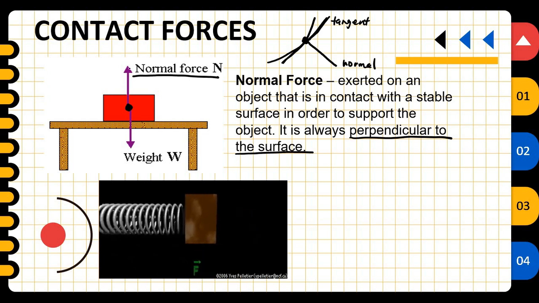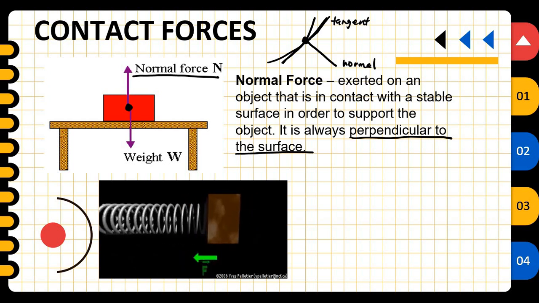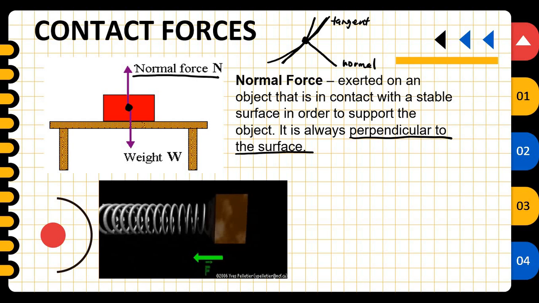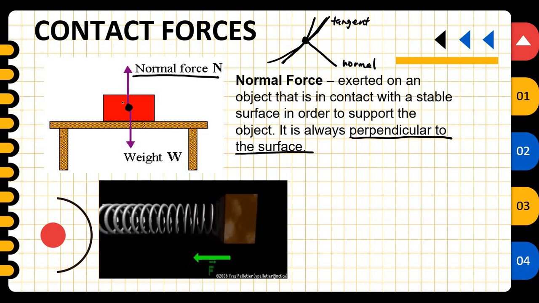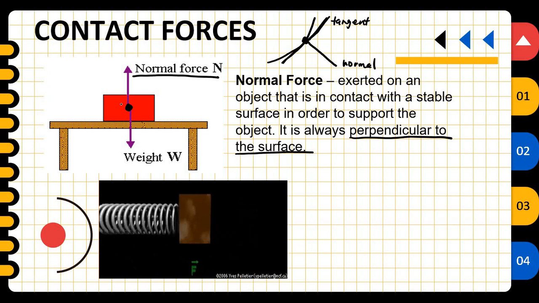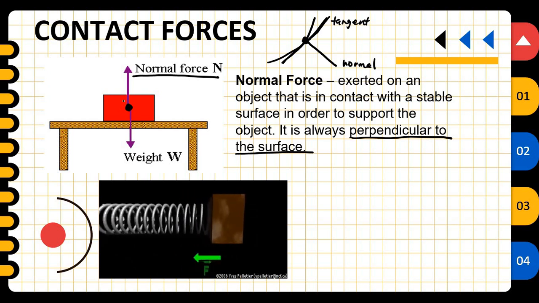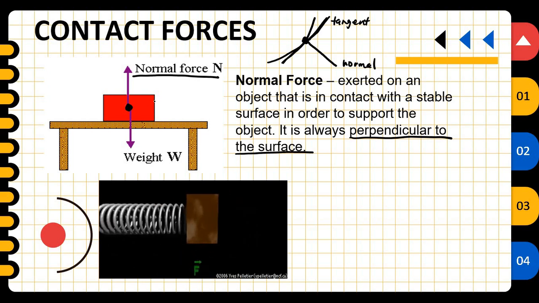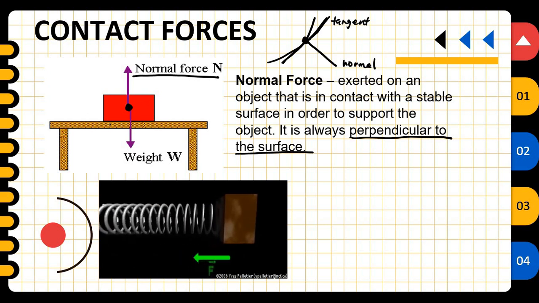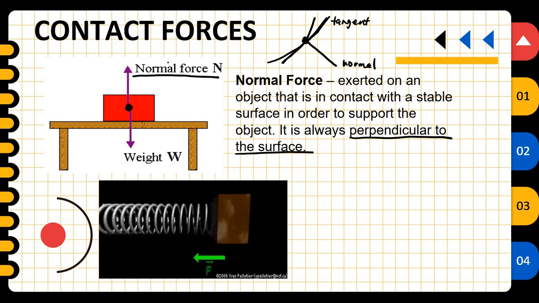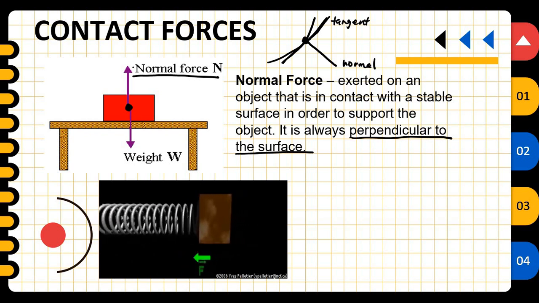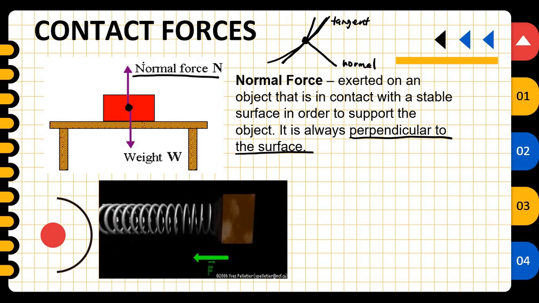Now, what is really the function of the normal force? The normal force is the one that's actually supporting the object of interest so that it could be stable above a certain surface. So let's say for instance we have here the box, and the weight of the box is supported by the surface of the table. So the table exerts an upward force towards the box, and that's what we call the normal force.